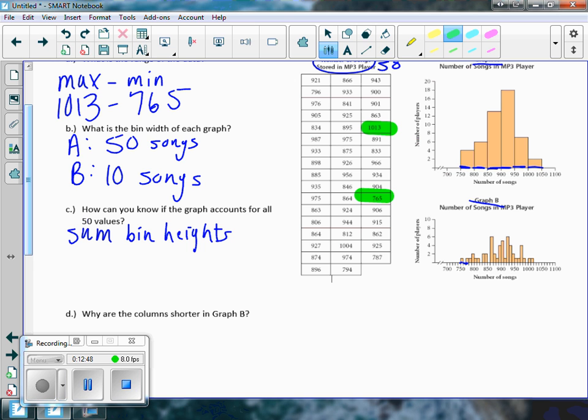What do I mean by bin height? Well, for instance, this one has a bin height of 4. We have a bin height of 6. We have a bin height of 13, and a bin height of 18, and a bin height of 7, and a bin height of 2. Double check for me right now. If I add up all of those bin heights, do you get 50? You should get 50.